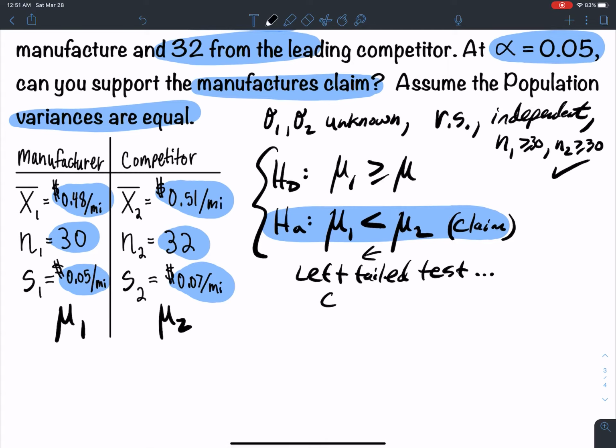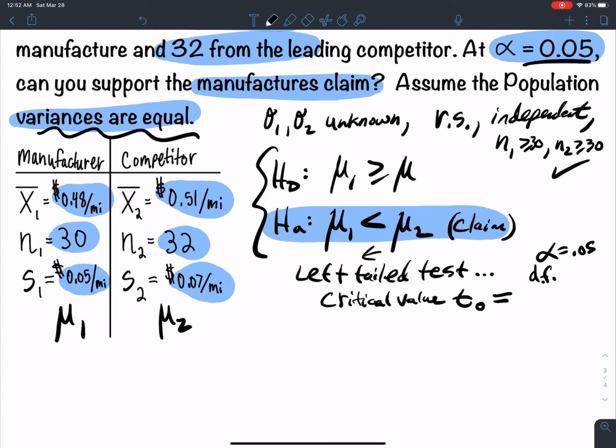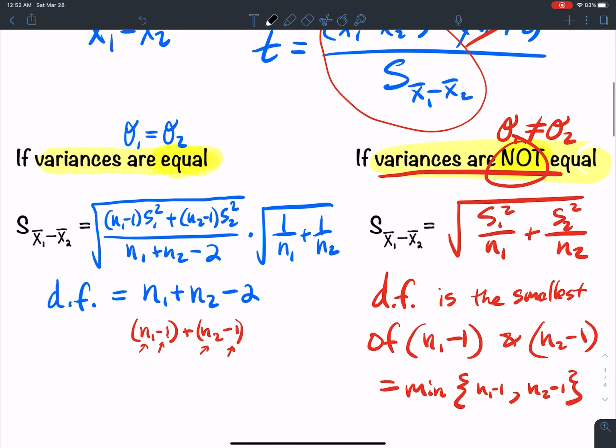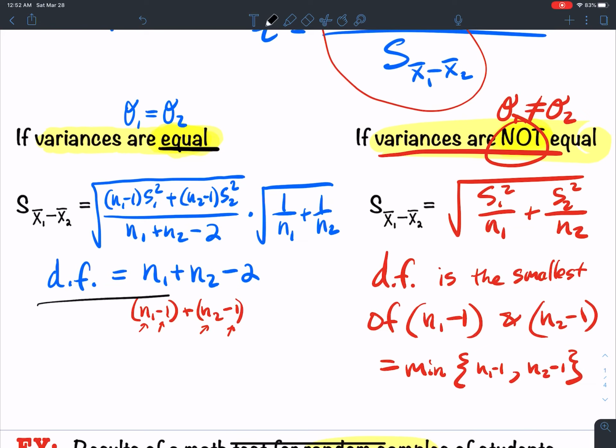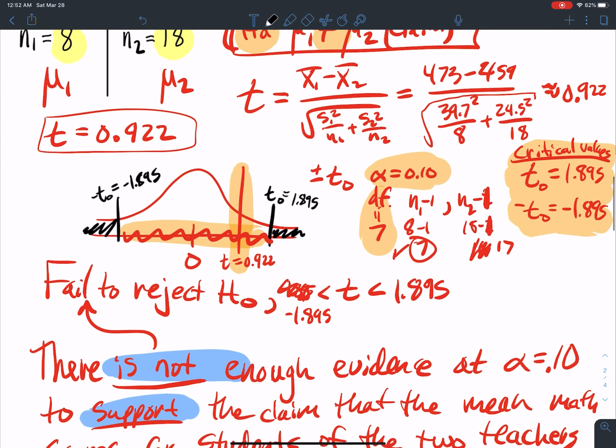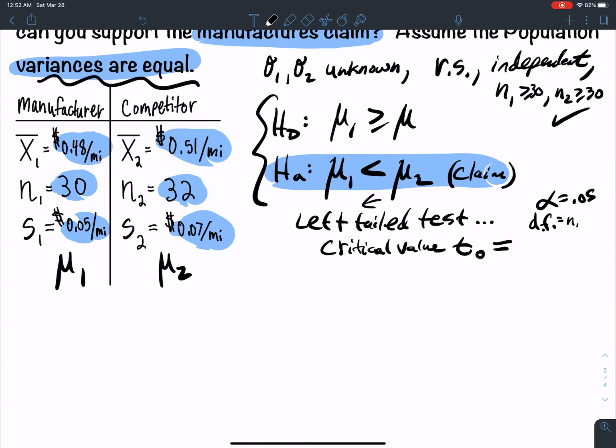If it's a left-tailed test, the critical value t naught, we know alpha is equal to 0.05. That's given to us. But the degrees of freedom, which one are we using? Variances are equal. So that means I use this one right here. Degrees of freedom, n1 plus n2 minus 2. That's when variances are assumed equal. So that's 30 plus 32 minus 2. That's 60 total.